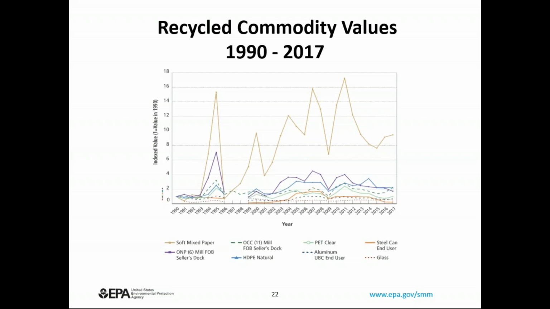One thing I should mention, in case you were wondering, is there was a gap in the years between 1996 and 1999, and that's mainly because we didn't have data for some of the materials, commodities, ONP, which is old newspapers, metals, plastic, and glass in 1997 and 98.